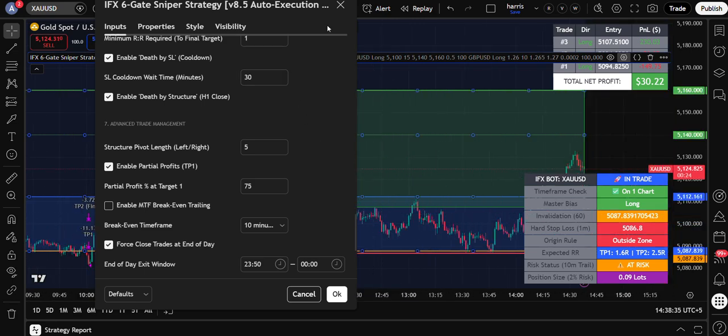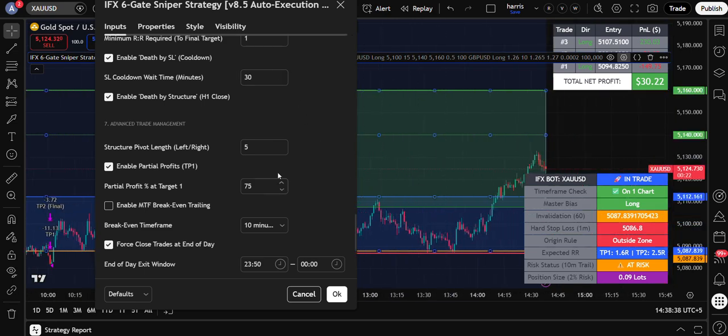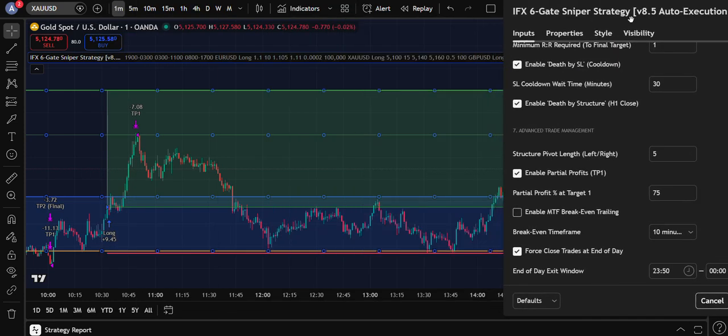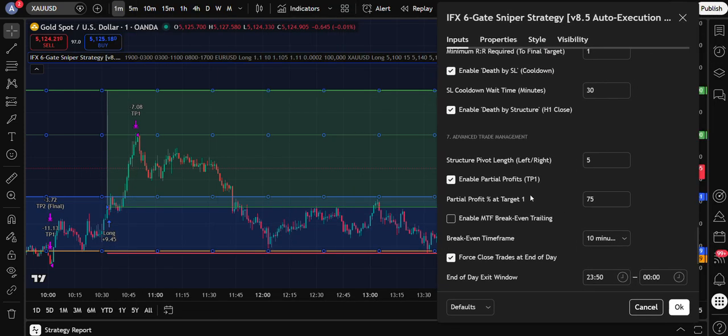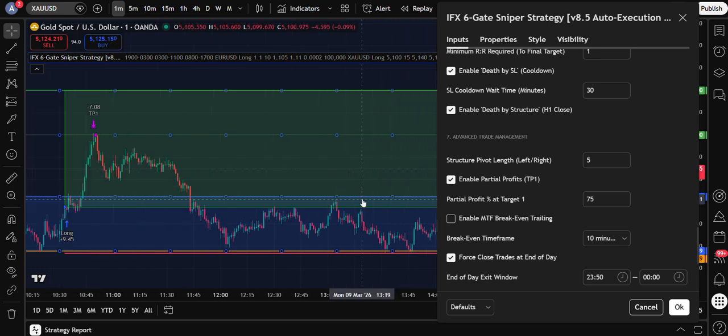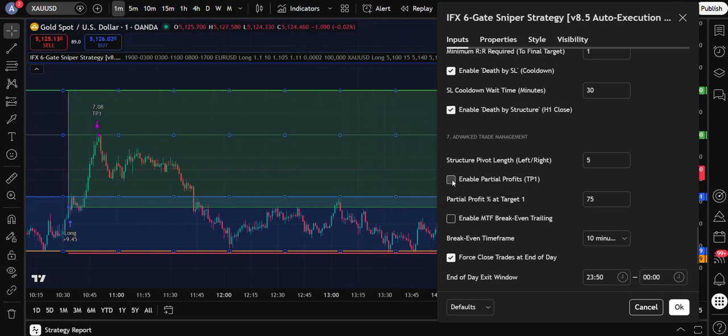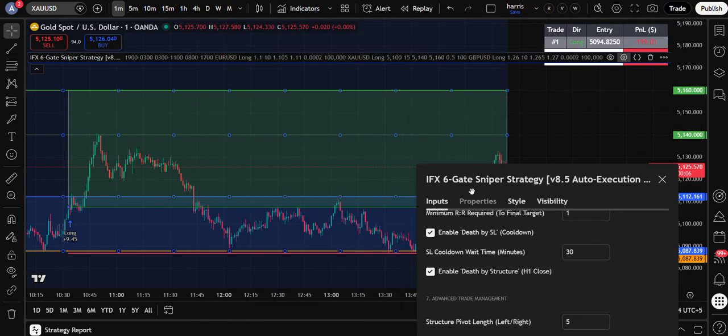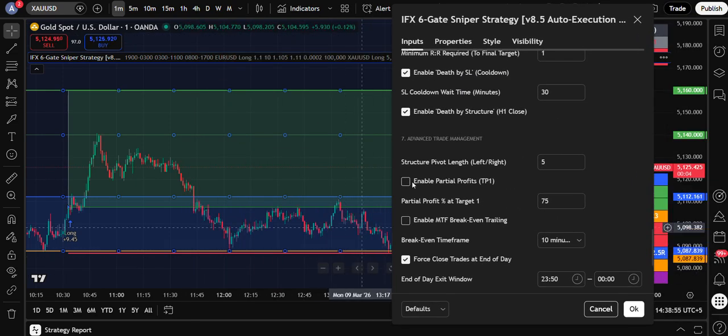So if I want to take profits at the first edge, the first TP, guys, I will be using this. If I want to go straight for TP2, guys, I will disable this and it will be only taking profits at the target 2, which is 5160. And how much profit I want to take, it will be 75% according to what I choose.